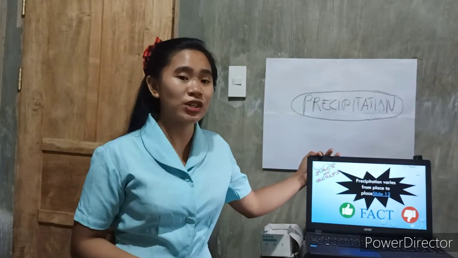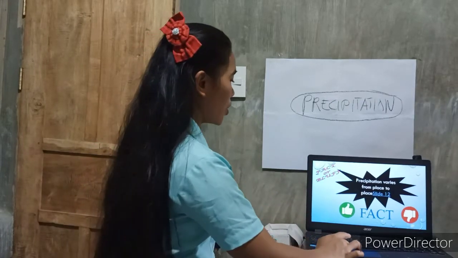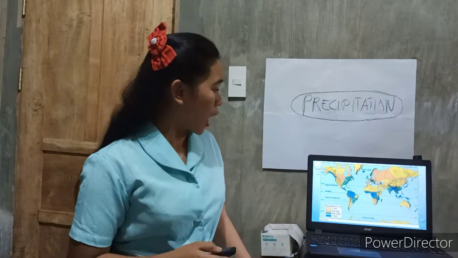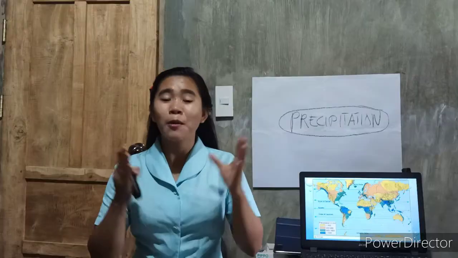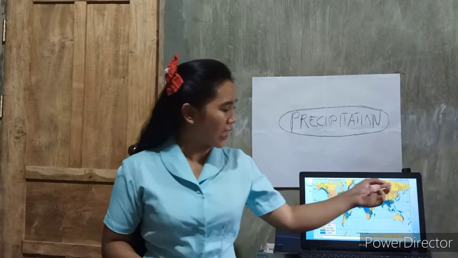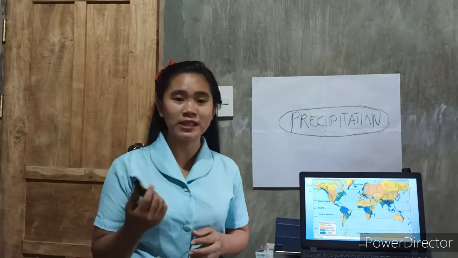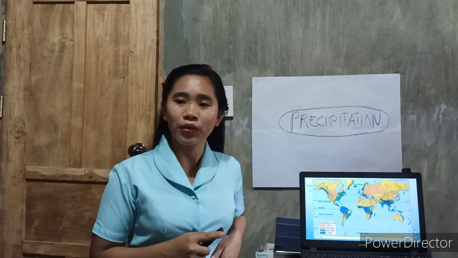So precipitation varies from place to place. Let us look at how precipitation varies from place to place. This map shows the worldwide general pattern of the annual precipitation. Based on the map, what can we infer now about the distribution of precipitation? Who would like to try? Okay, thank you for sharing your thoughts.